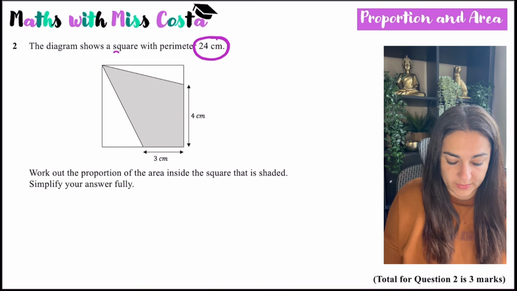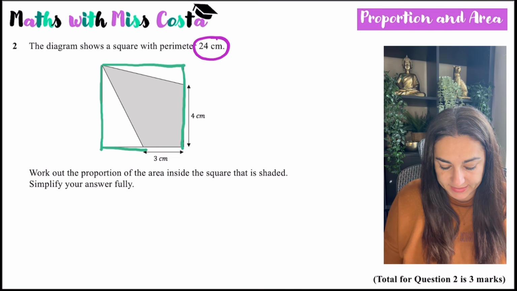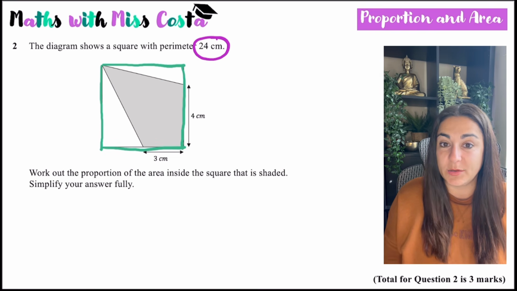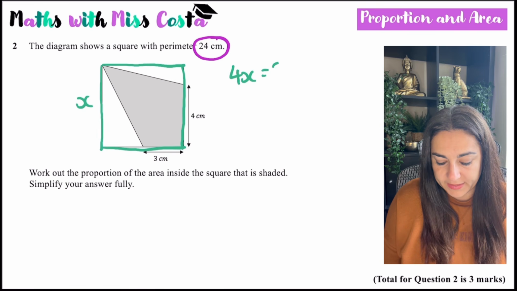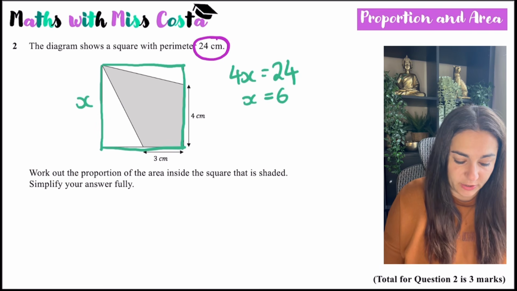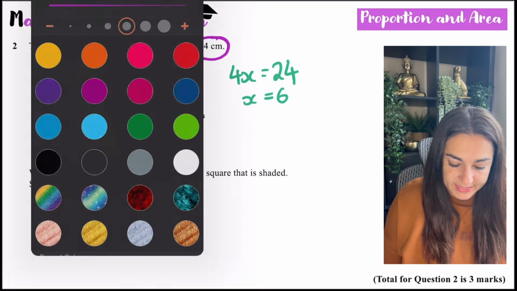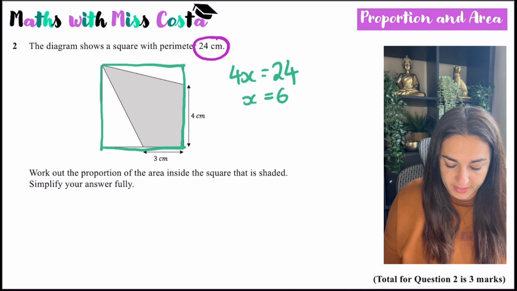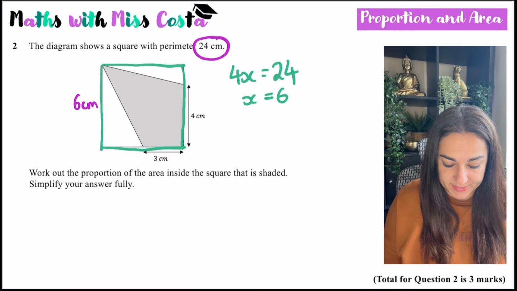Now, a square is a quadrilateral that has 4 equal sides. So I know that this plus this plus this plus this must equal 24. So whatever this side is, 4 lots of it must equal 24 centimeters. So one side must be 6 centimeters. You could have done that without the algebra because you know that a square has four equal sides. So you just did 24 divided by 4. So we know that each of these sides is 6 centimeters.